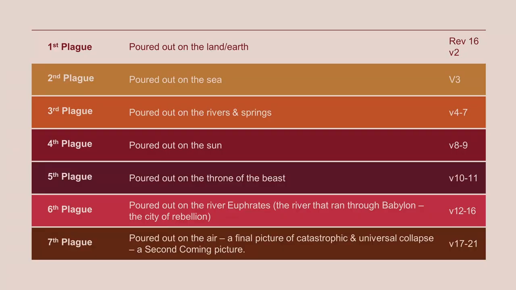So let's just touch on these last three plagues. Plague number 5 is poured out on the throne of the beast. Plague number 6 is poured out on the river Euphrates, which happens to be the river that runs through Babylon historically, which was the city of rebellion. And then the 7th plague is poured out on the air, and you get this final picture of catastrophic and universal collapse, which is ultimately a second coming picture. So let's just touch on these three plagues. Roman or Peter, what do you see with these three plagues?